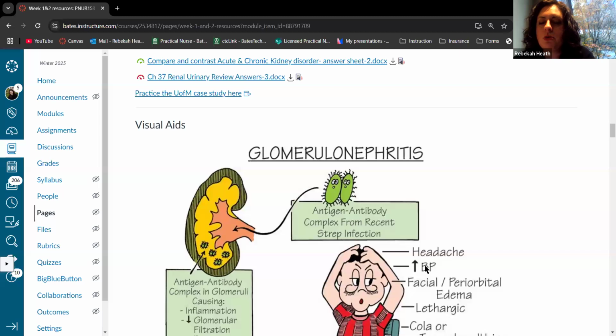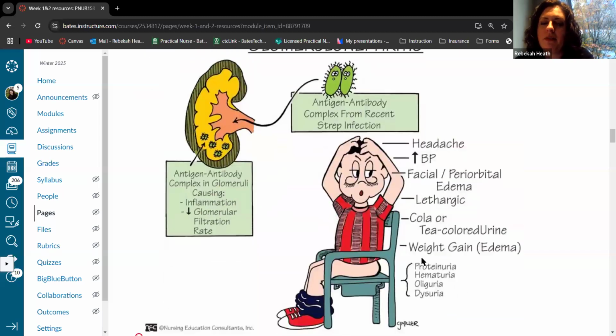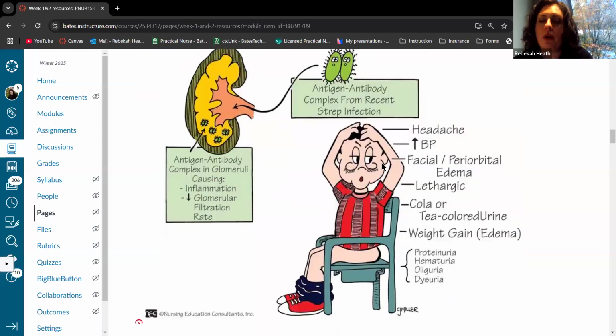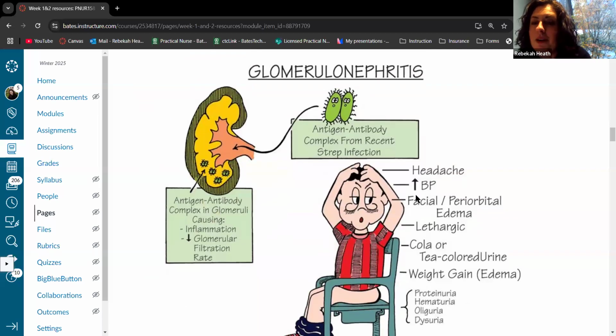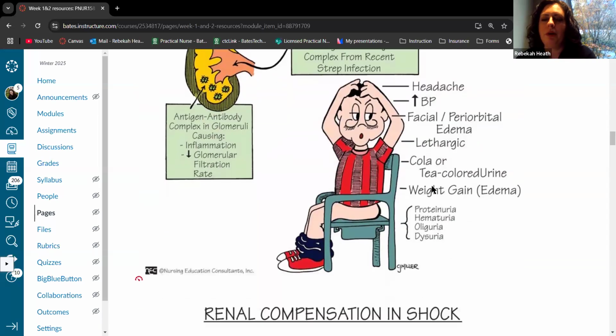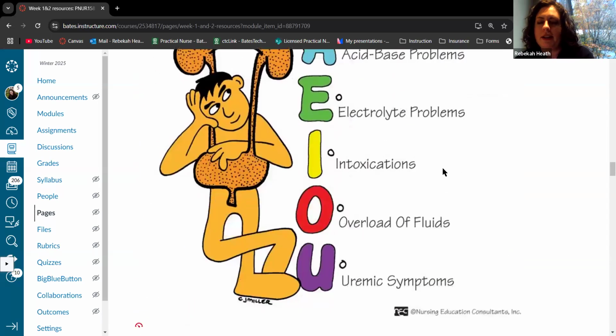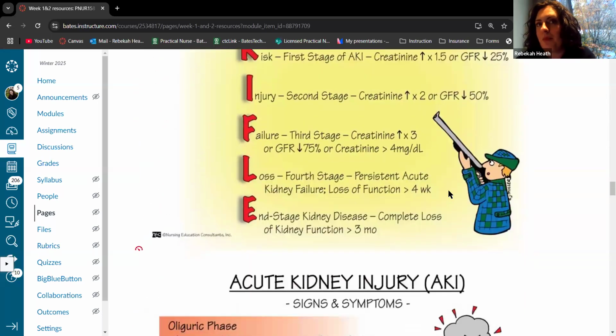Then we also have some visual aids. Sometimes it's really helpful to have a visual piece to kind of connect what you were learning. So here, this little person on the toilet is talking about glomerulonephritis, and we'll learn more about that in class, but this gives you a little more visual help. And so there's a lot of visual aids that I also put in these weekly resource pages.